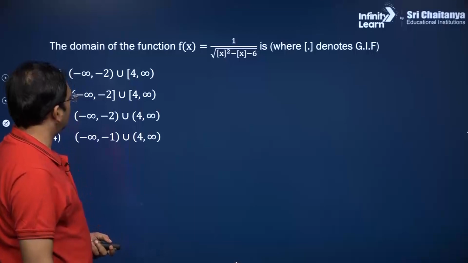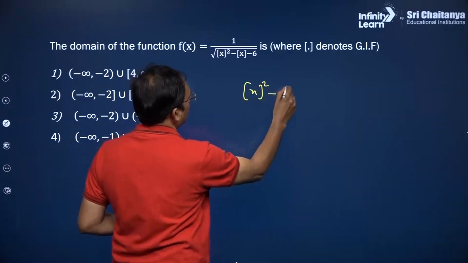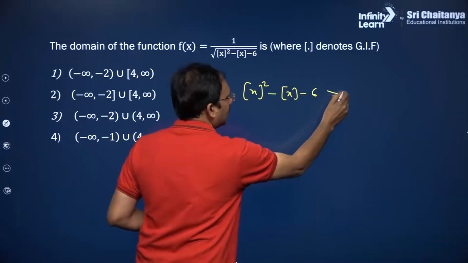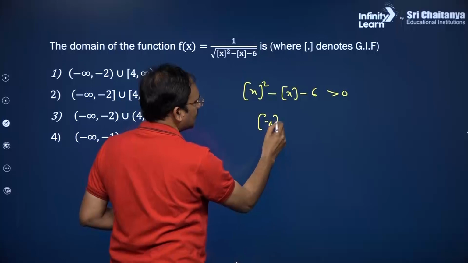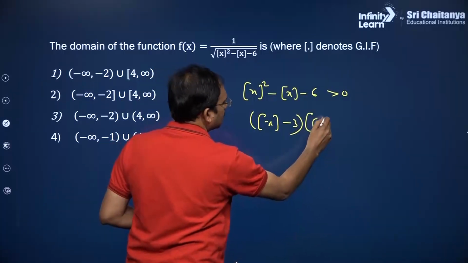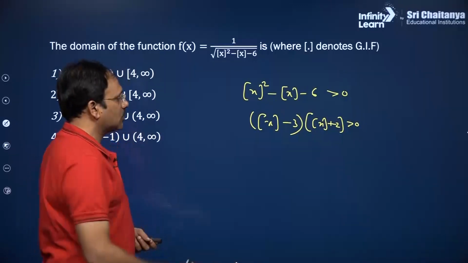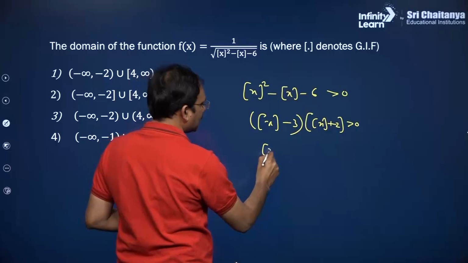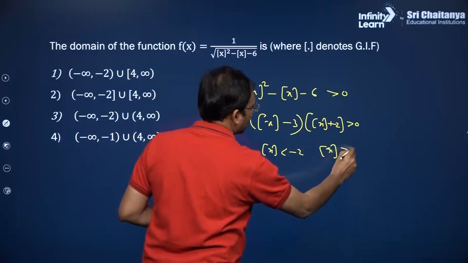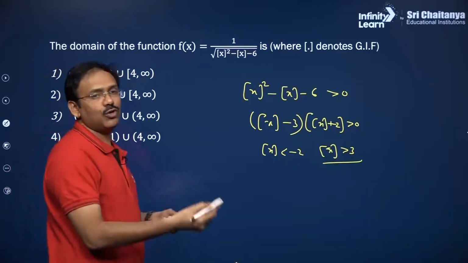The third question, the domain of this function means, so square root, it is square root of step x square minus step x minus 6 must be strictly greater than 0. You can write step x minus 3 into step x plus 2 is greater than 0, first of all. So I can say, friends, step x must be less than minus 2 or step x must be greater than 3. Step x greater than 3 means greater than or equal to 4.